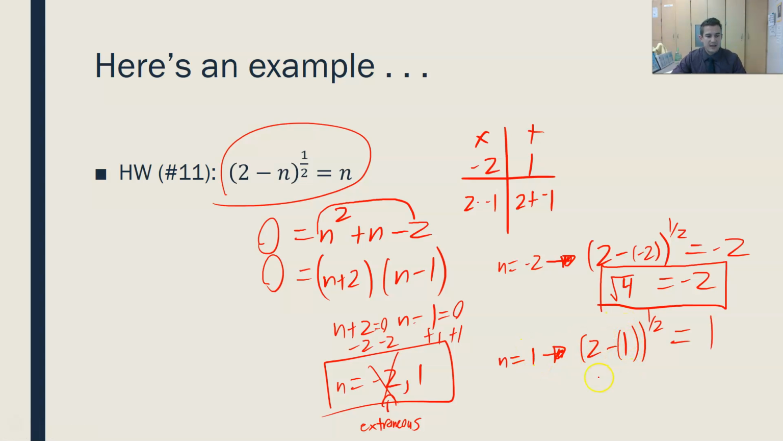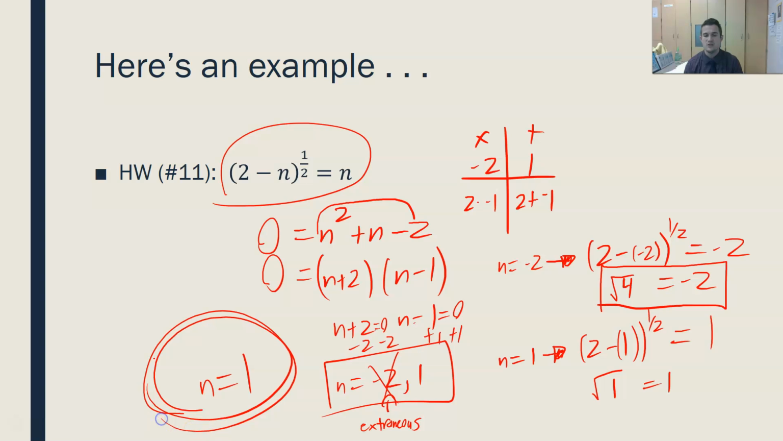Let's take a look at n equals 1. 2 minus 1 is 1. 1 to the 1/2 power equals 1. Well, to the 1/2 power is the same as writing the square root. The square root of 1 is equal to positive 1. That works. That's okay. I don't have a negative over here. This is still positive, so that's going to be fine. So since negative 2 was an extraneous solution, my only solution is n equals positive 1.